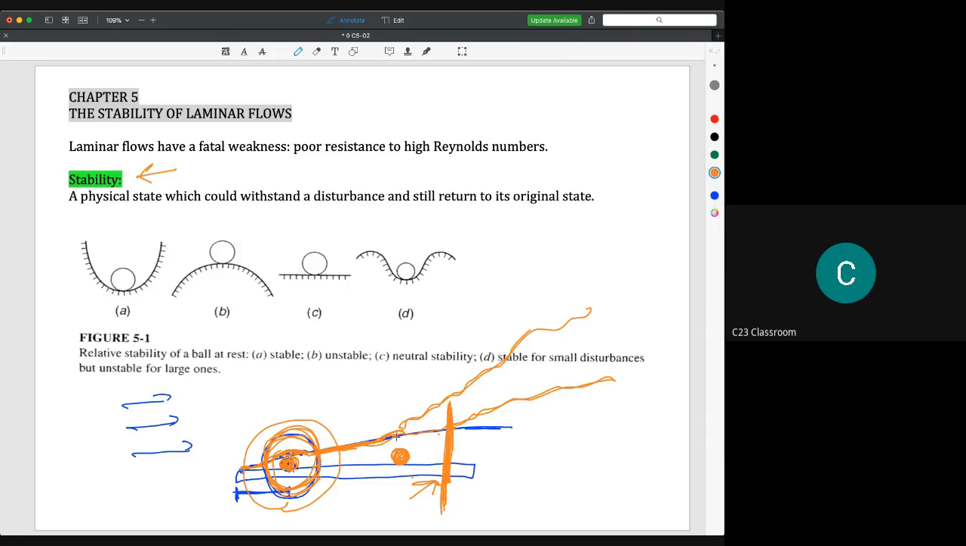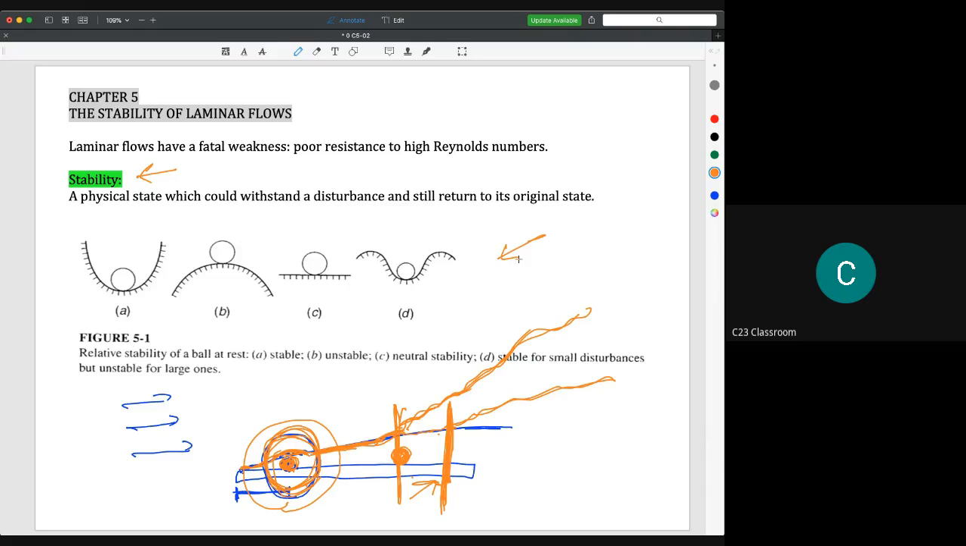Then for here, if the laminar boundary layer flows over this disturbance, it changes into turbulent. So the stability might not be so good at this point. Okay, so the simple idea about stability can be shown like this.